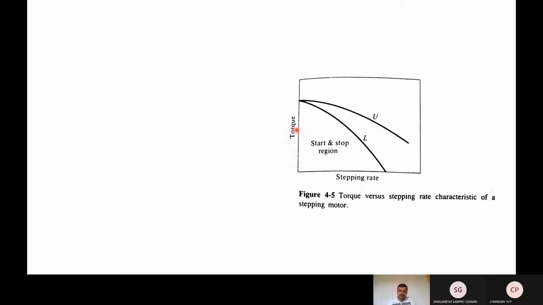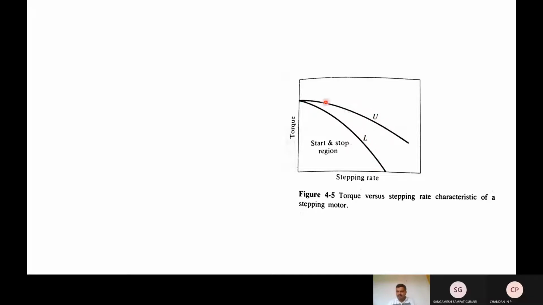Here there is a graph related to torque versus stepping rate. This is a graph with torque on the ordinate or y-axis and stepping rate, that is steps per second, on the x-axis. Here this curve, denoted by L, will give us information regarding the starting speed: after how many pulses of input the motor will start. That you are going to get with the help of L.